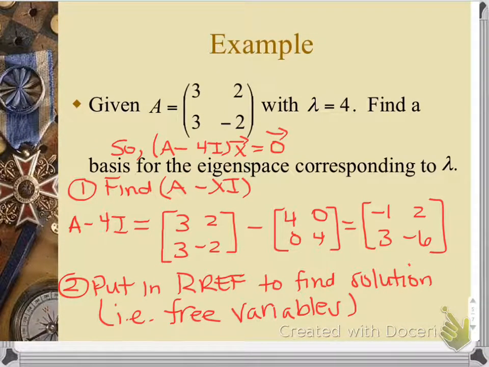All right. Now let's look at this 2 by 2 matrix with lambda equaling 4. Find a basis for the eigenspace corresponding to lambda. Since lambda is 4, this is the equation we need to solve to find the eigenspace. The first thing you do is find A minus lambda I. In this case our lambda is 4, so A minus 4I, once we do the math, and you all know how to do this, gives the matrix -1, 2, 3, -6.